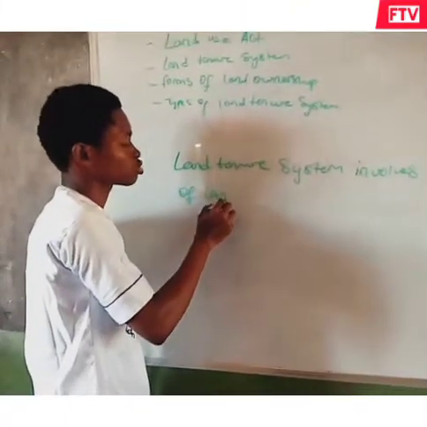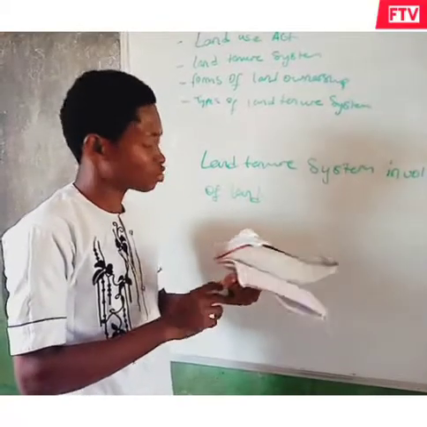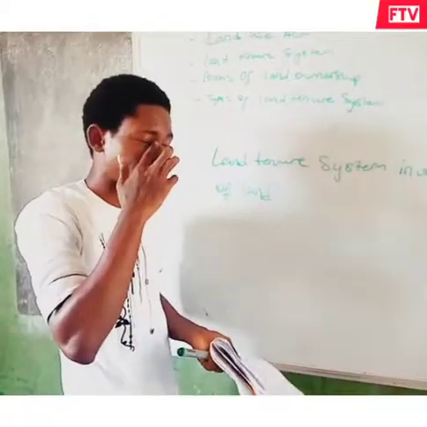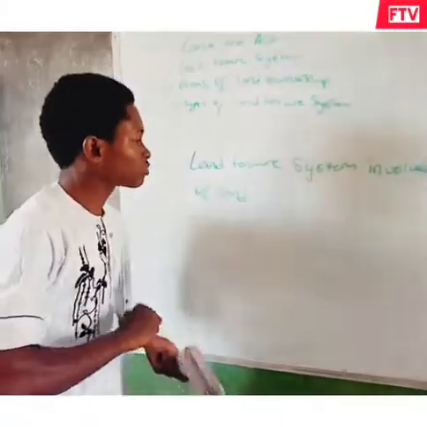For you to lord over something, tenure. That is the what? The ownership of land. Land tenure system refers to the ownership of land. There are two types of what? Land tenure system. That is, land can be owned in two ways. We have two types of land tenure system.